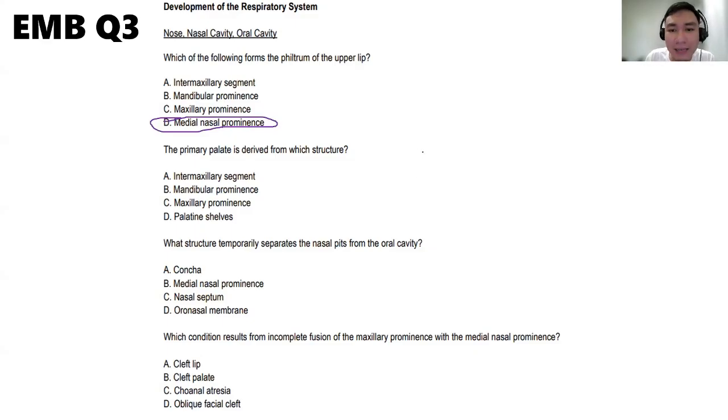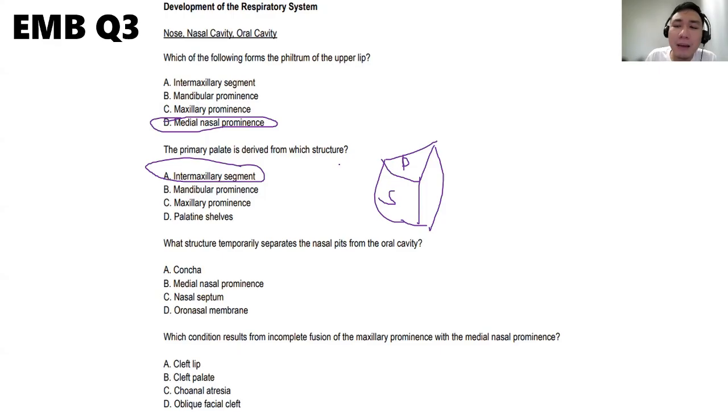The primary palate is derived from which structure? So, yung primary palate, di ba, is formed from your intermaxillary segment. So, di ba, patriangle yun. So, parang ganyan siya, di ba? So, this is your secondary palate. This is your primary palate. Patriangle siya. And it's formed from the fusion of your medial nasal prominence and your maxillary prominence forming your intermaxillary segment.